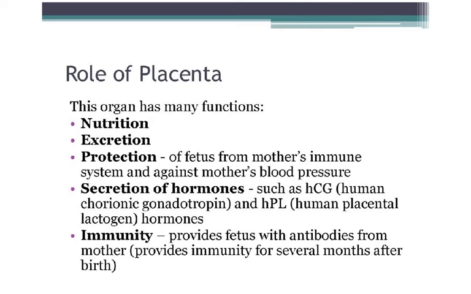Now, the placenta has many functions. Number one, nutrition, excretion, protection of the fetus from the mother's immune system and against the mother's blood pressure, secretion of hormones such as HCG and human placental hormones. Immunity: it provides the fetus with antibodies from the mother, providing immunity for several months after birth.